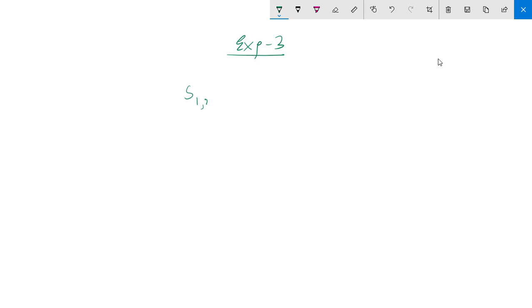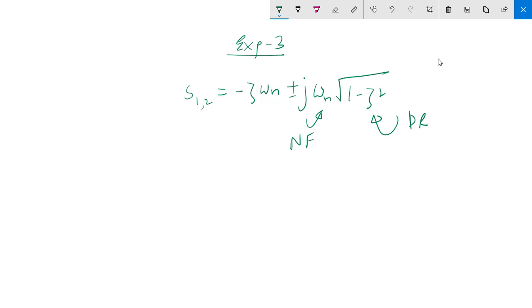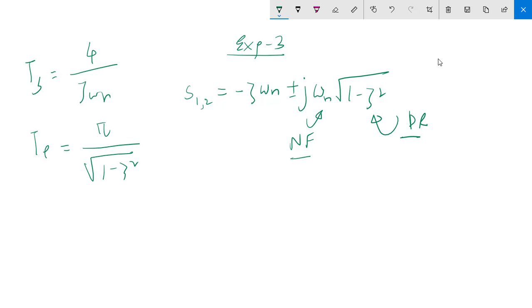Okay, so we already know that the dominant poles of a second order system are formulated by this. There are 2 poles, 1 and 2. These 2 poles are complex conjugates of each other: minus zeta omega n plus minus j omega n root over 1 minus zeta square. Zeta is the damping ratio, and omega n is the natural frequency. The settling time Ts is 4 by zeta omega n, peak time Tp is pi by omega n root over 1 minus zeta square, and the percent overshoot is e to the power minus pi zeta by root over 1 minus zeta square. So you have to memorize these formulas.